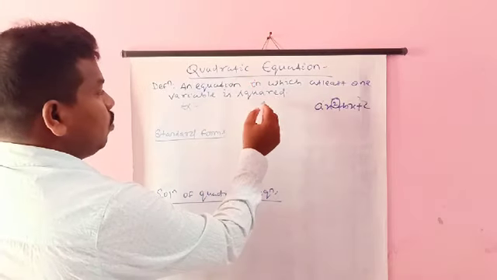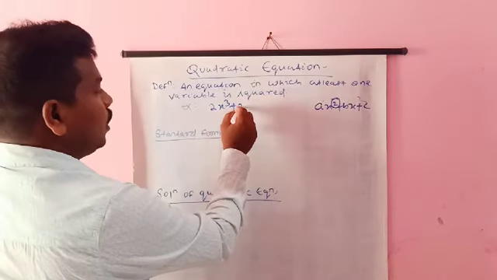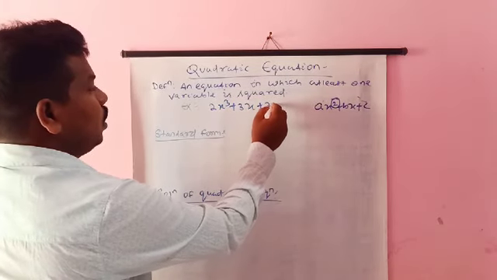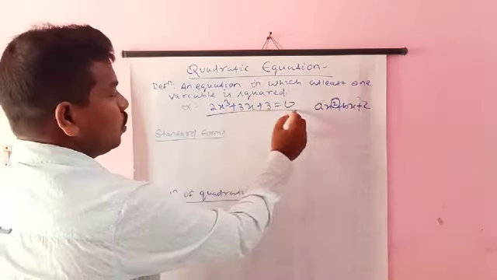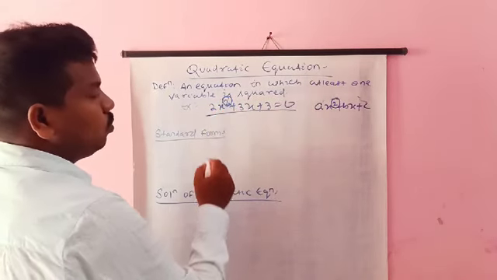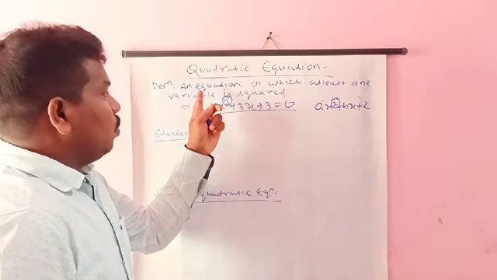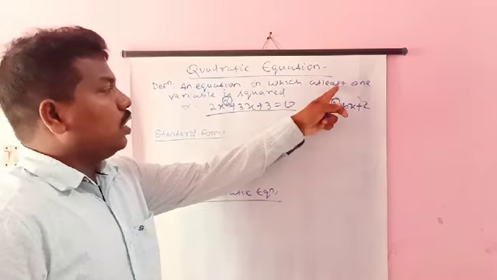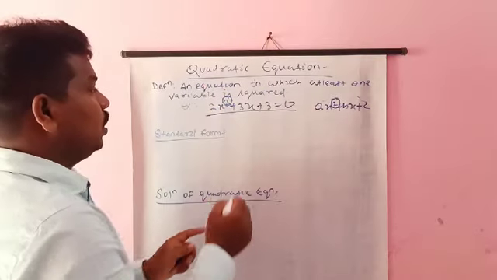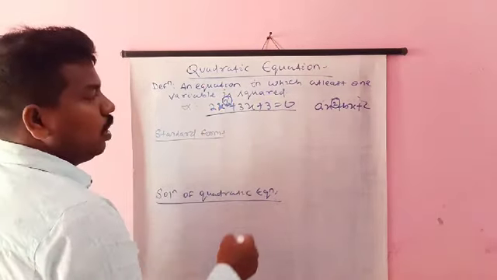For example, 2x square plus 3x plus 3 equal to 0. This is a quadratic equation. Since there is 2x square, the degree of the variable here is 2, so it is a quadratic equation, because we know that it is an equation in which at least one variable is squared. See that here one variable x is squared, so it is a quadratic equation.